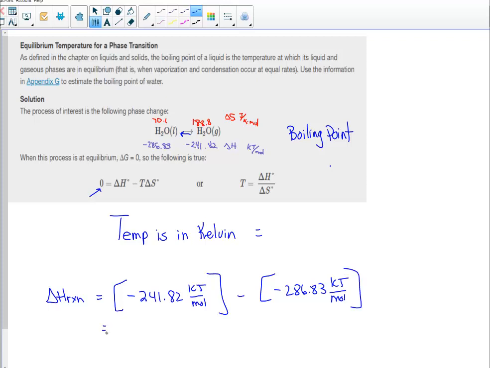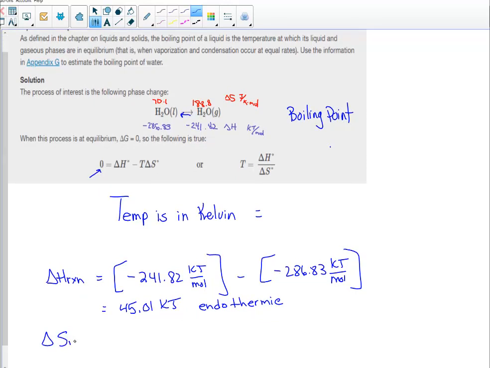What is the heat of this reaction? Taking the thermodynamic property of enthalpy, that's heat, it is given to us as negative 241.82 minus a negative 286.83. This is 45.01 kilojoules. You know what? This is an endothermic value. It takes heat energy to make liquid water evaporate. That makes sense.